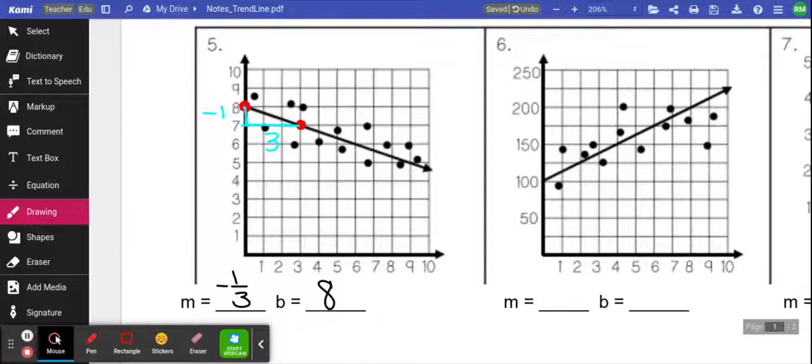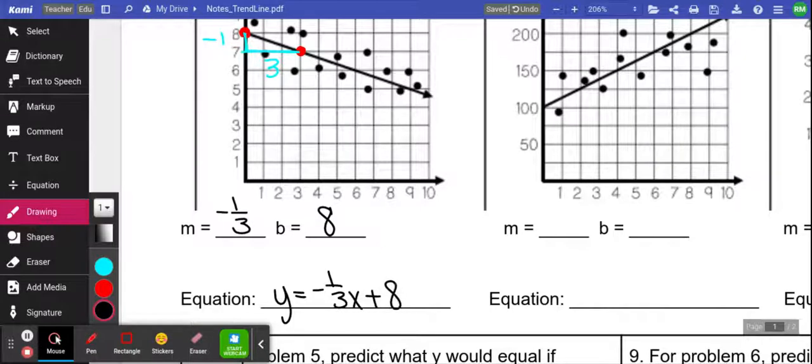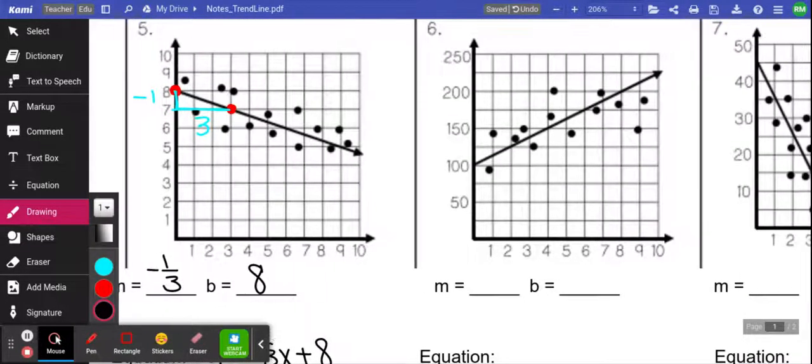So we're ready to write our equation. Our equation is y equals negative 1/3 x plus 8. Right? y equals mx plus b. Am I moving too quick? Are you getting it? Okay. Let's move on to the next one.